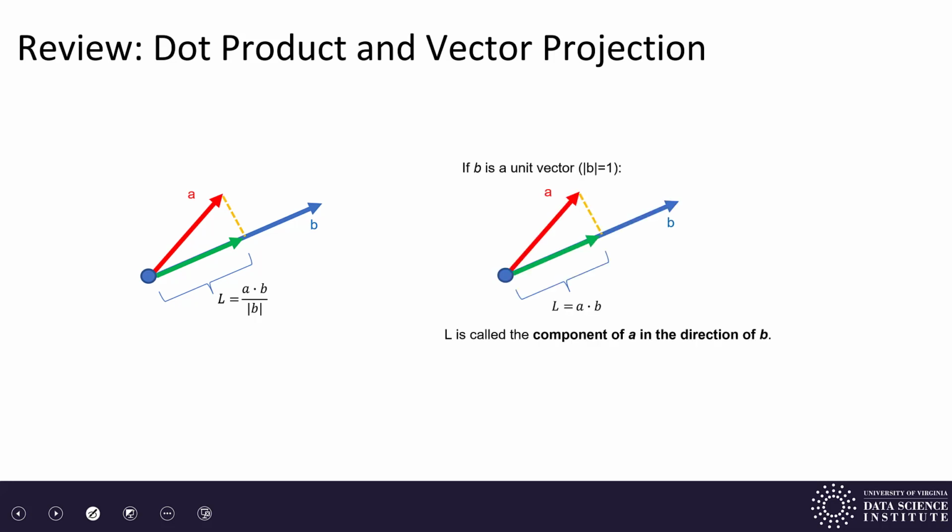That green vector is the vector projection of A onto B, and its length we call the scalar projection. If B is a unit vector, then the length L is just A dot B. We don't have to divide by the magnitude of B because that magnitude of B is 1. And so L is called the component of A in the direction of B.